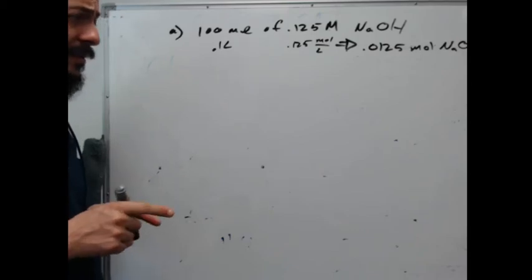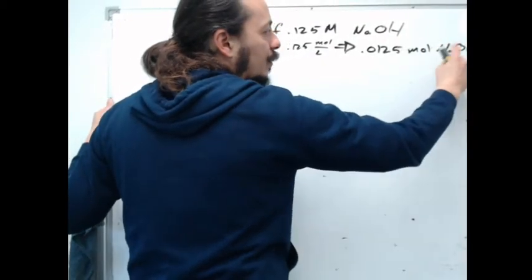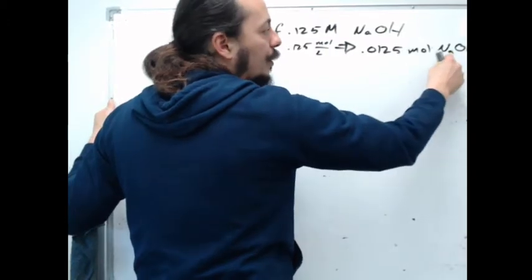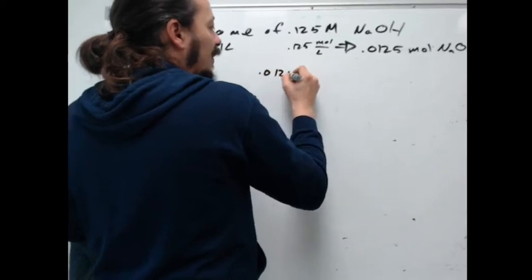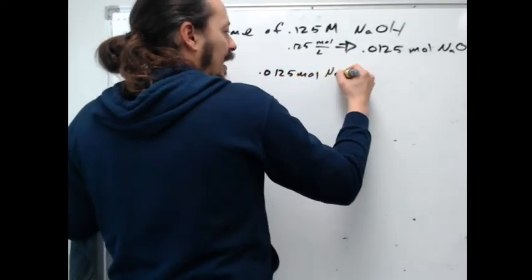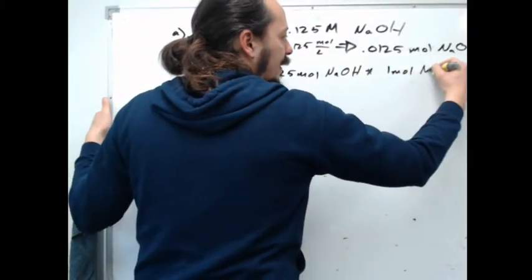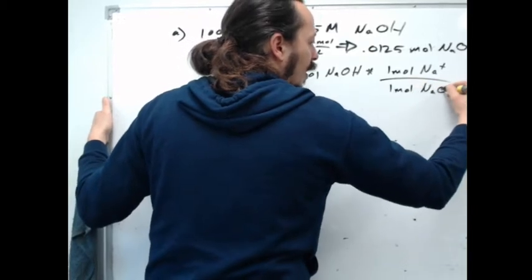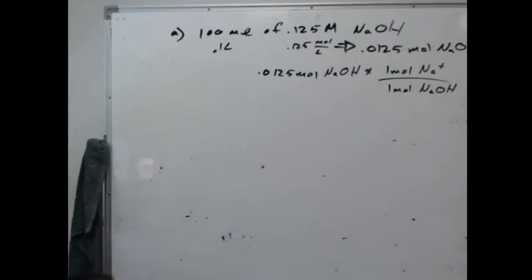correct? Mm-hmm. So I have to look at this and say for every mole of sodium hydroxide, there's 1 mole sodium, 1 mole oxygen, 1 mole hydrogen. Or 1 mole sodium, 1 mole hydroxide. So I can say 0.0125 moles NaOH, 1 mole Na+ for every 1 mole NaOH. That allows me to say how many moles of sodium ions are in solution.